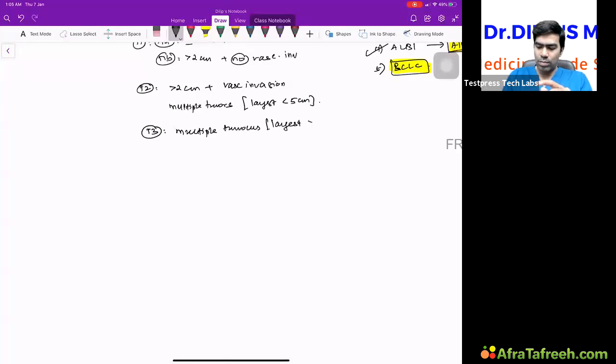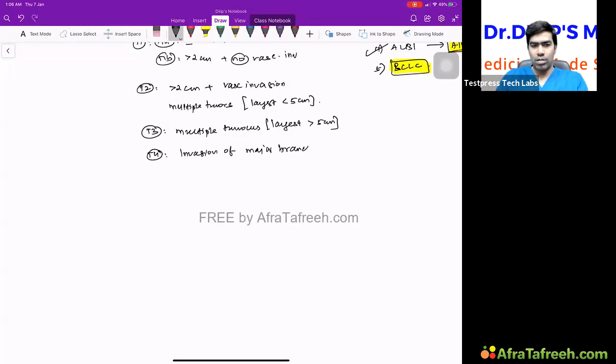Largest tumor is more than 5 centimeter, which means at least one is more than 5 centimeter. And T4: invasion of major branch. I'm not talking about these minor branches of portal vein or hepatic vein, but the major portal vein, one of the major left-right branch of portal vein.